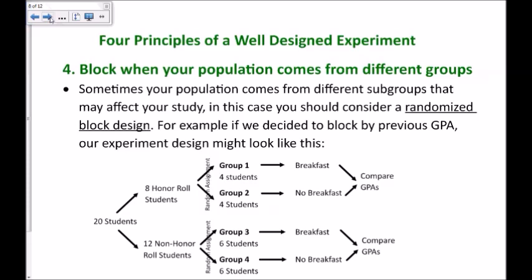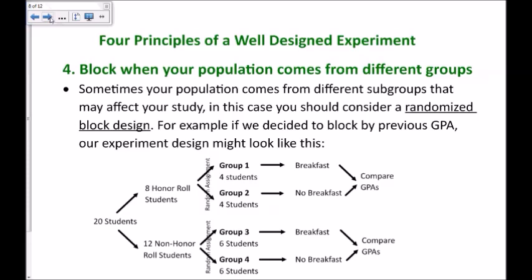Okay, let's say from our 20 students we happen to have 8 that are honor roll students and 12 that are non-honor roll students. Okay, we randomly assign 4 of the honor roll students to group 1 who gets breakfast and 4 students to group 2 who don't get breakfast. Okay, and then from our 12 non-honor roll students we randomly choose 6 of them to be in group 3 to receive breakfast and 6 of them to be in group 4 with no breakfast.